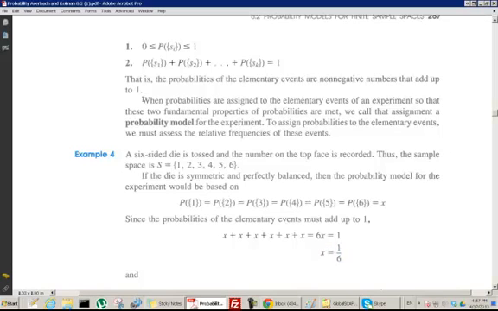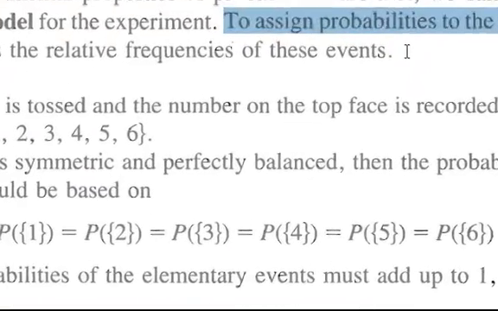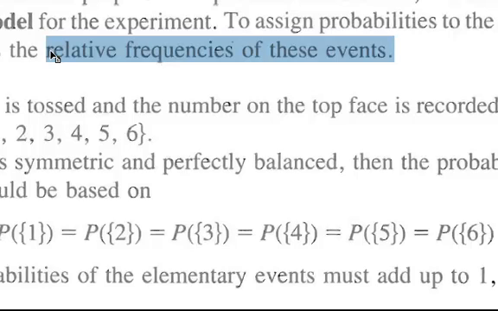So that's why they say, when probabilities are assigned to the elementary events of an experiment so that these two fundamental properties of probabilities are met, we call that assignment a probability model for the experiment. To assign probabilities to the elementary events, we must assess the relative frequencies of these events. What they're saying here is, if you're not using your intuition, then you have to check the relative frequencies. That means you have to test things from the past, see what happened, and then make a guess about what to assign.